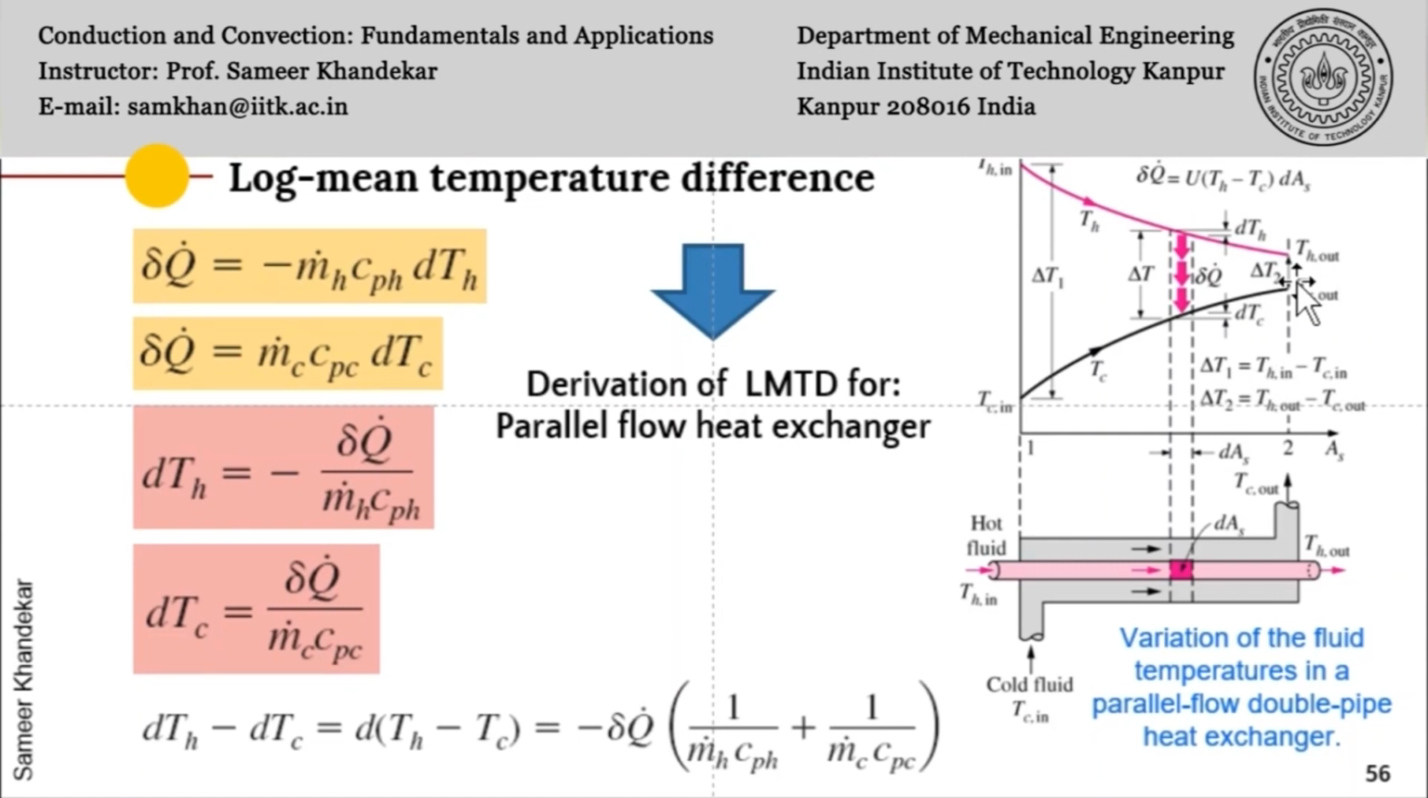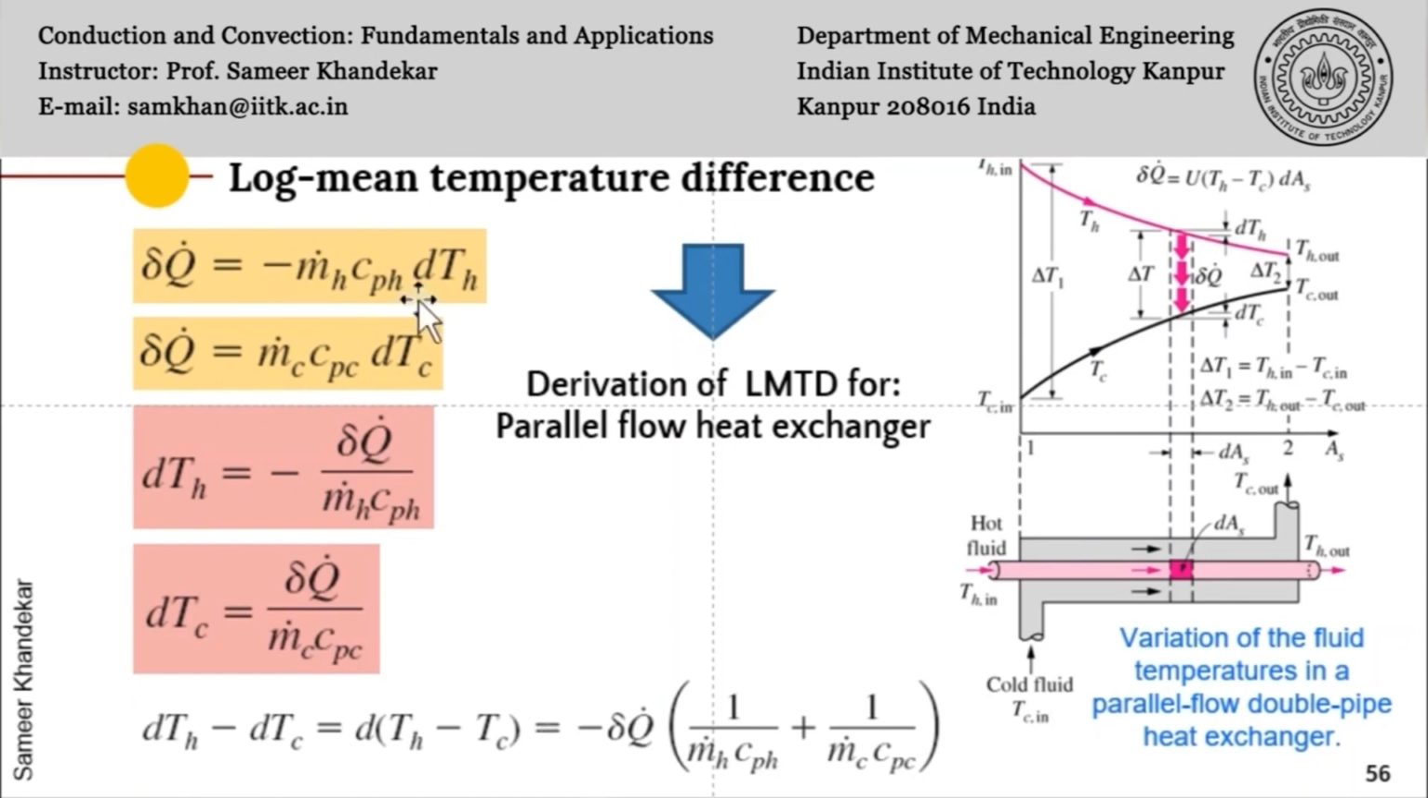They will merge, and then no more heat transfer will further take place. So with this simple energy equation, under the assumptions which we have discussed, you can write dTh, the small change in the temperature of the hot fluid, as del Q dot divided by m dot h into Cph, and similarly dTc will be equal to del Q dot divided by m dot c into Cpc. So you can subtract the two equations and you can write the difference equation, which is noted here.